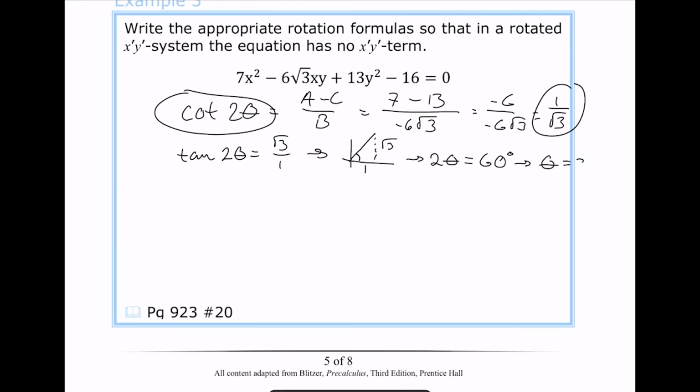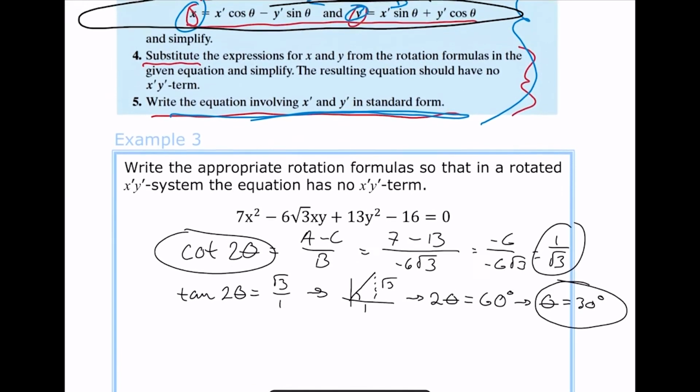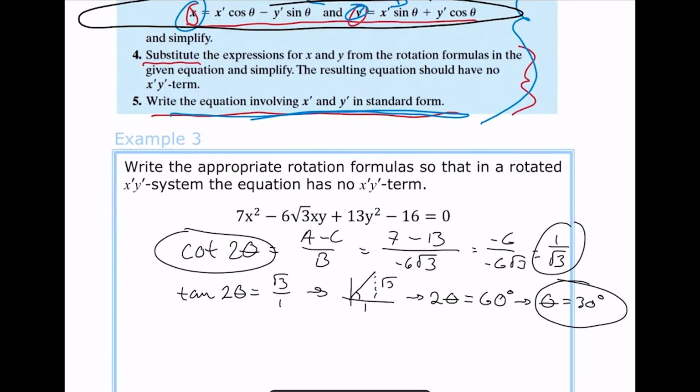Now that we've got a theta value of 30 degrees, we can take this and plug it into our rotation equations, which were right back here at the top of the screen. I circled the heck out of them, but I think that we can still decipher those. So x is equal to x prime cosine 30 minus y prime sine 30, and y is equal to x prime sine 30 plus y prime cosine 30.